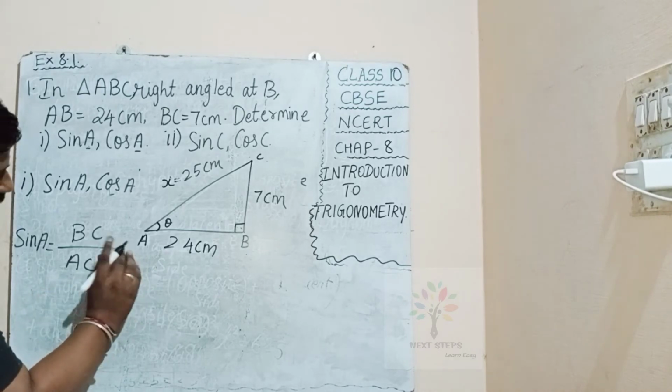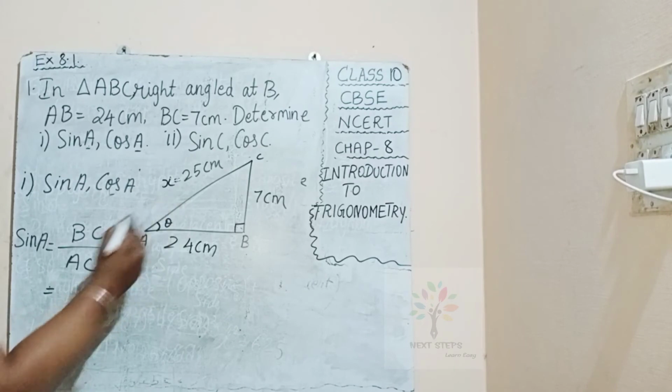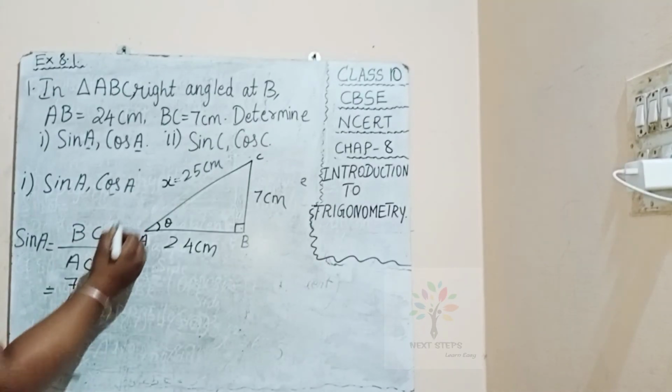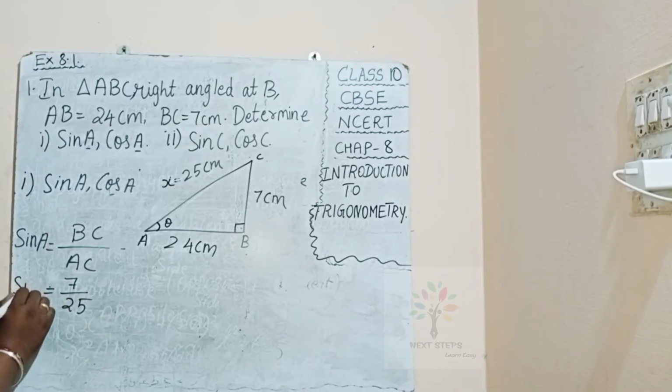What is the value of BC here? The value of BC is 7. And what is the value of AC? The value of AC is 25. So sine A is equal to 7 by 25.